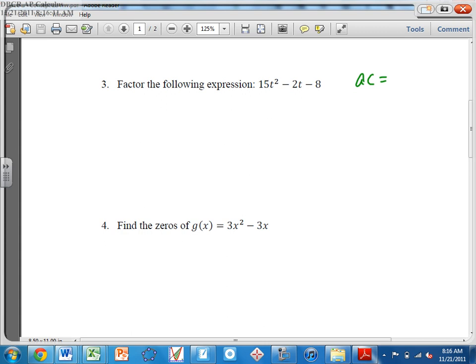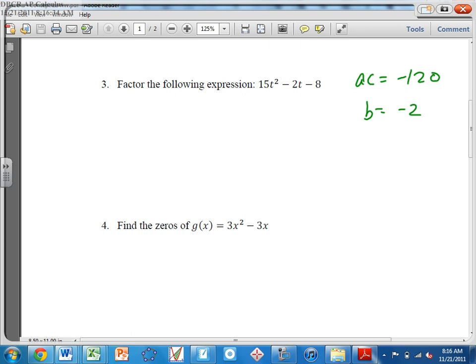15 times 8 is 120, and we have a negative there. Very good. The B value is -2. Now, before giving an answer, we have to think about what's going on here. What numbers multiply to -120 and add up to -2? We're just thinking. We're not giving answers yet.